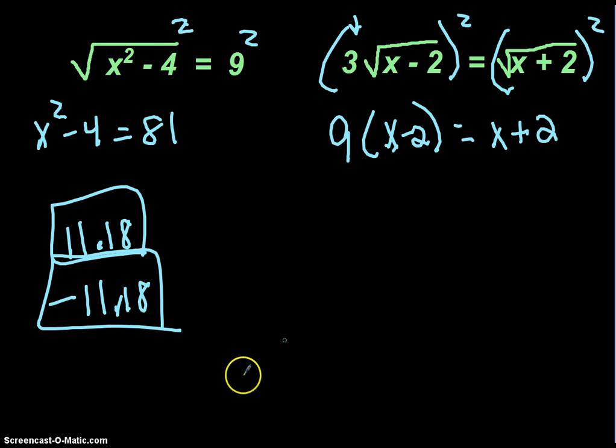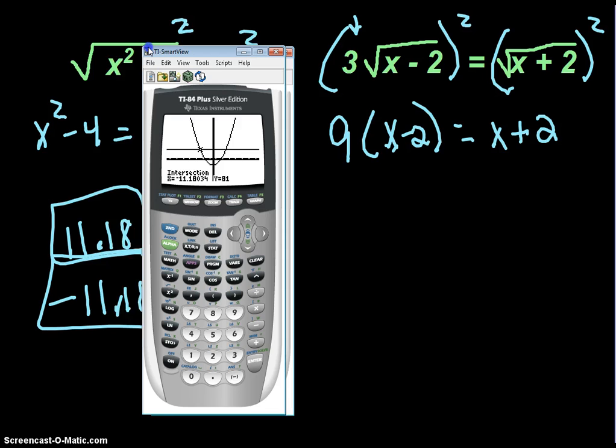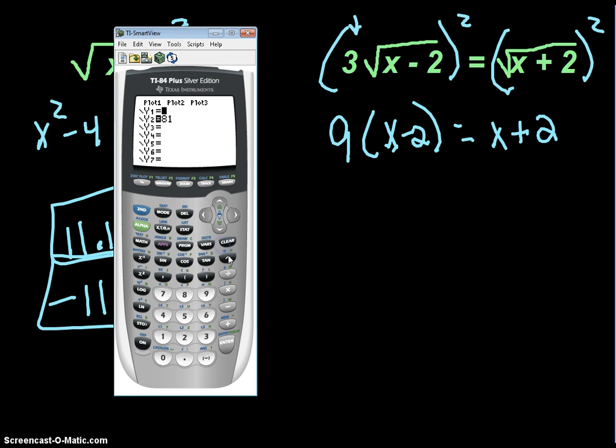So you would distribute, or if you wanted to cheat at your calculator, you would go to y equal, and you would clear everything out, and you would say 9, open, x minus 2, close, and at y2 you would say x plus 2, and you would go second, calc 5, let it draw, enter, enter, enter, and x equals 2.5.